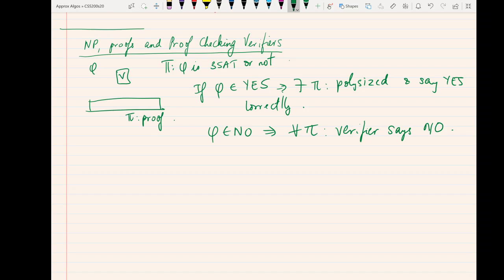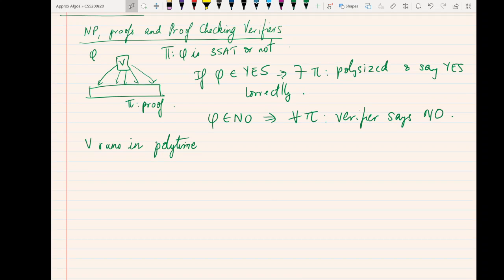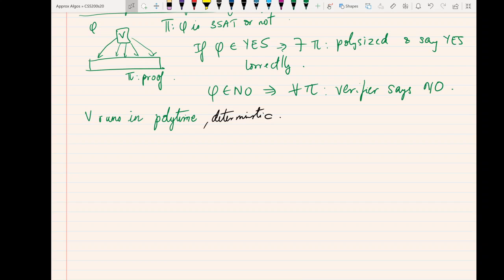Now the key point to note in this is that the verifier first of all runs in polynomial time. And the verifier looks at the entire proof before deciding whether phi is satisfiable or not, or may choose to look at the entire proof. Now what we are going to look at is a probabilistic version of this. As stated, the verifier is deterministic, and we're going to look at probabilistic verifiers.